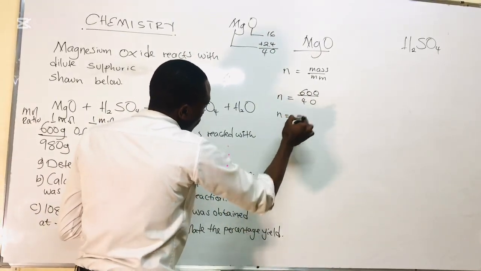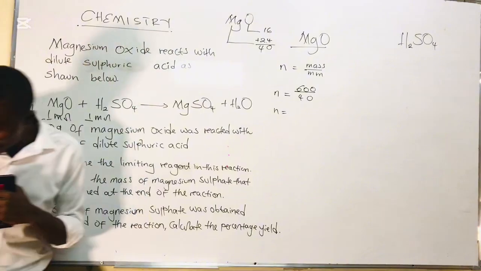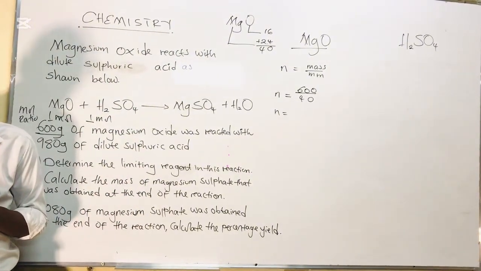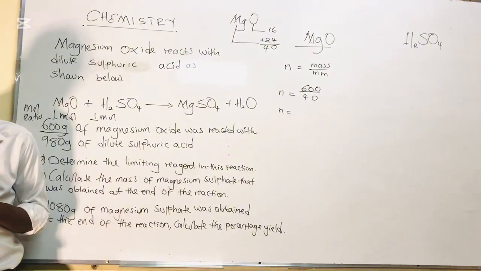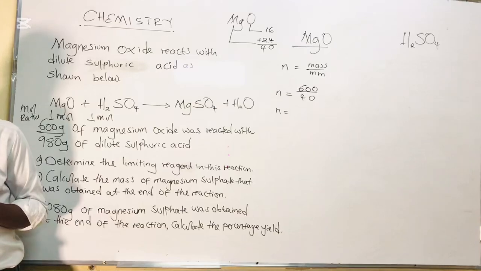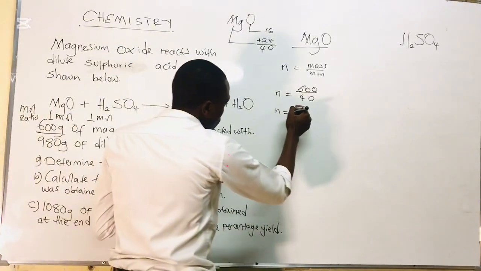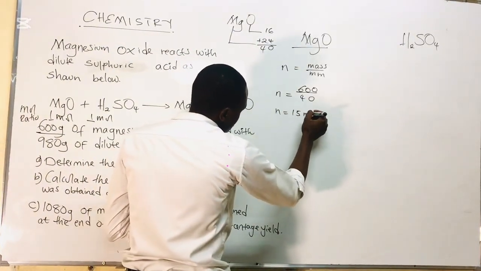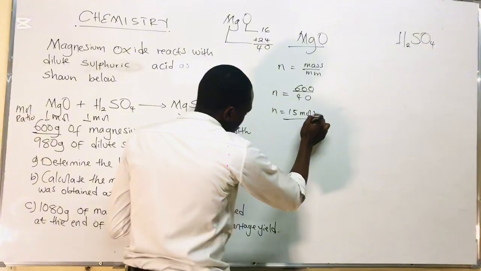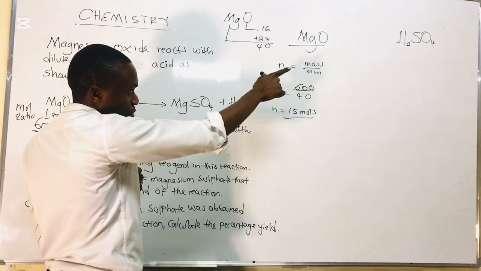So the number of moles in this case will be equal to 600 divided by 40, and you get 15. So the number of moles of magnesium oxide, we are saying we have 15 moles. We leave it there for now. We go to the other reactant.